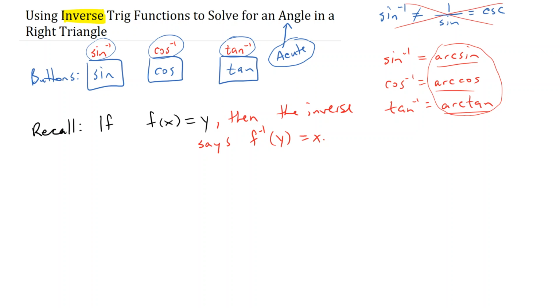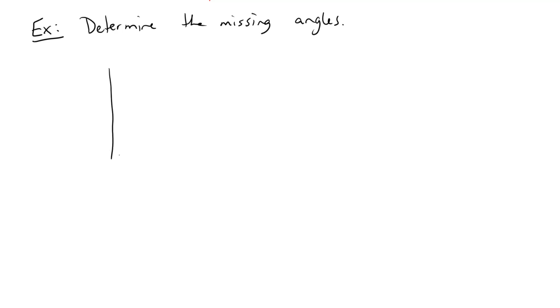Okay, so here we go. This is what we're going to do. We're going to run through some examples. I'll talk about your calculator a little bit, and we'll see how this works. So let's determine the missing angles. Okay, so we've got a right triangle. Let's say that the short leg is 3 and the hypotenuse is 5. And we need to find both of the acute angles here, okay?